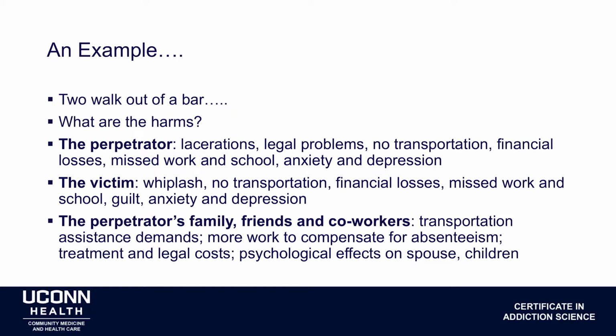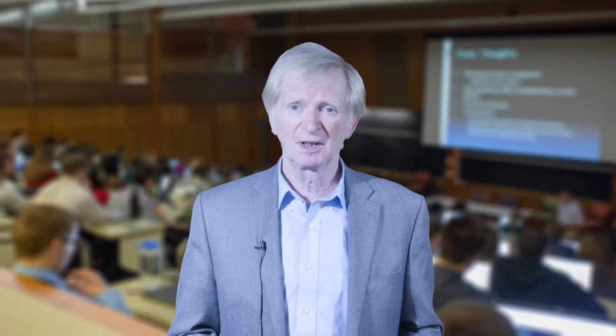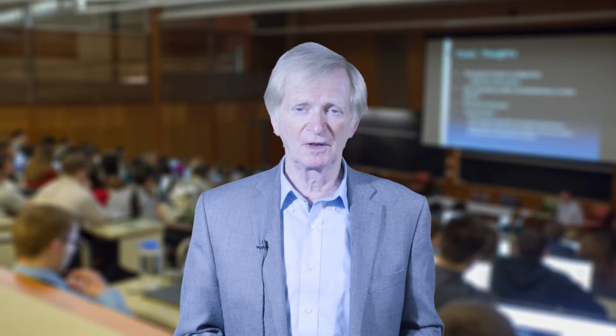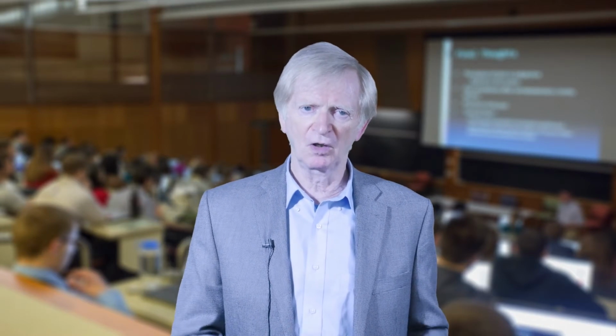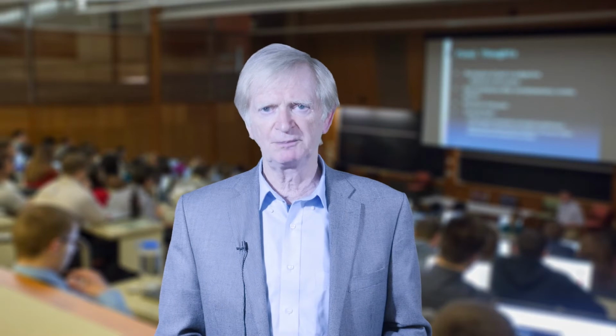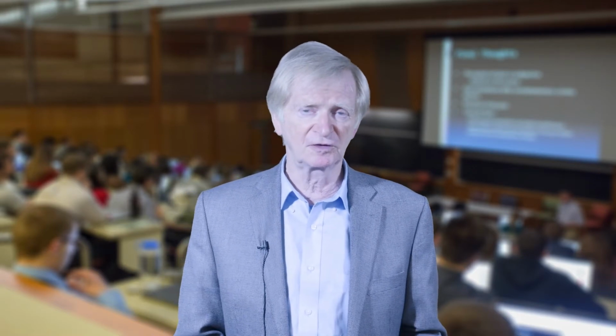The perpetrator's family and friends and co-workers were likely affected as well, having to provide him with transportation assistance and perhaps dealing with his inability to get to work, as well as treatment and legal problems, and conceivably, if he was married, the effect on his spouse and children. So one incidence of alcohol-related harm has this ripple effect of harm to the individual as well as people around them and to society at large.